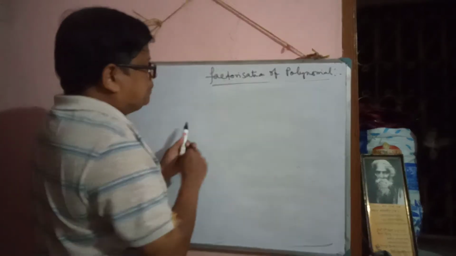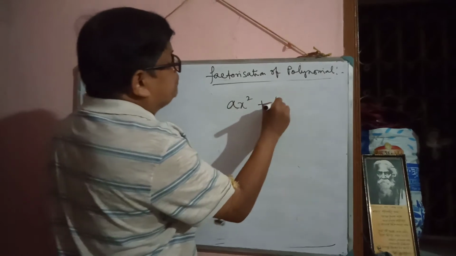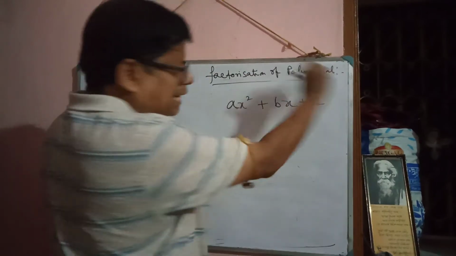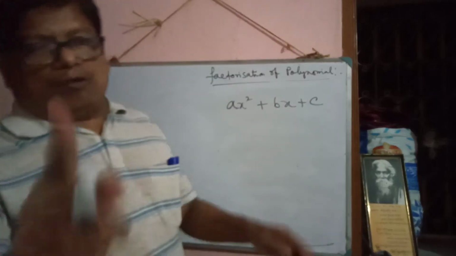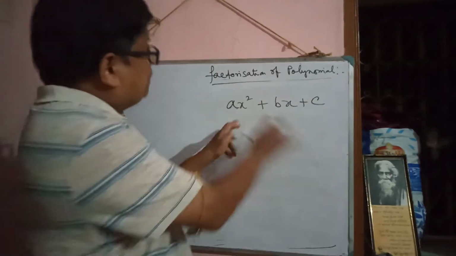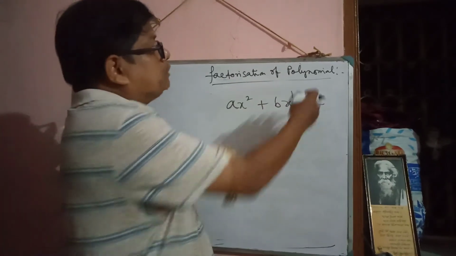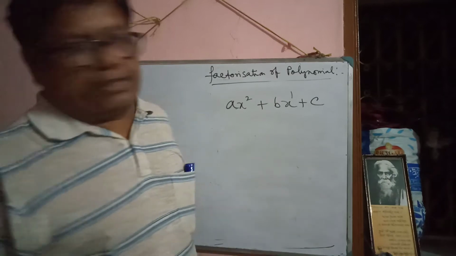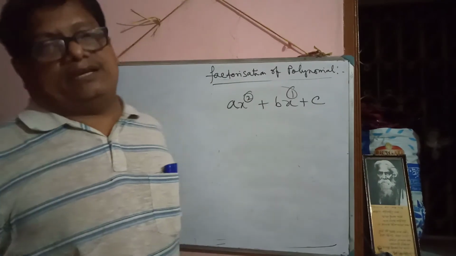Suppose ax square plus bx plus c. This is an algebraic expression. Here a, b, c are constants and the variable x is there. The power here is 2, positive; here 1, positive; here 0, you know x to the 0 is 1. So all are non-negative, so this is a polynomial.